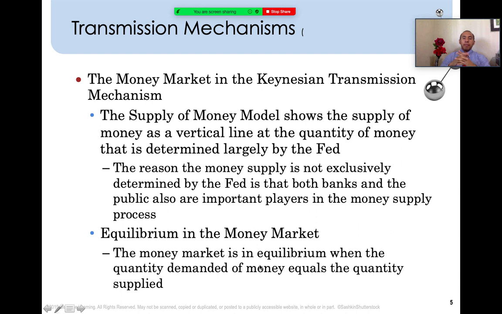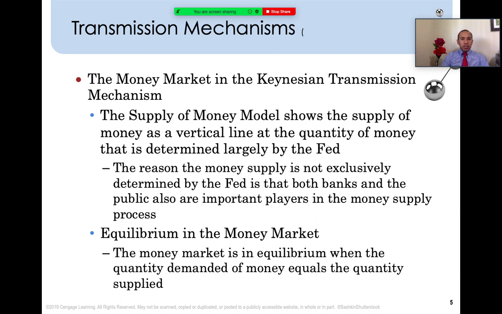The money market can be viewed in different ways. We're going to look at the Keynesian view of monetary policy, which came to be known as the Keynesian transmission mechanism. The Keynesian transmission mechanism is one of the most commonly used and most commonly followed, although there are views that contradict or argue against it.